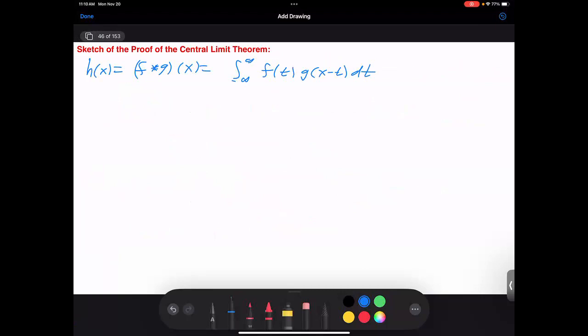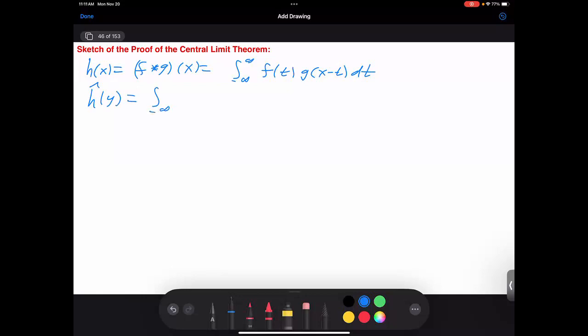I'm going to assume that all of my functions are so good that anything I want to do is justifiable. And then later you can figure out what is the weakest set of conditions you need to justify everything I want to do. But just right now, everything I need holds. If you want, think of the functions as Schwartz: rapidly decaying, infinitely differentiable, everything is fine. Let's calculate the Fourier transform of h.